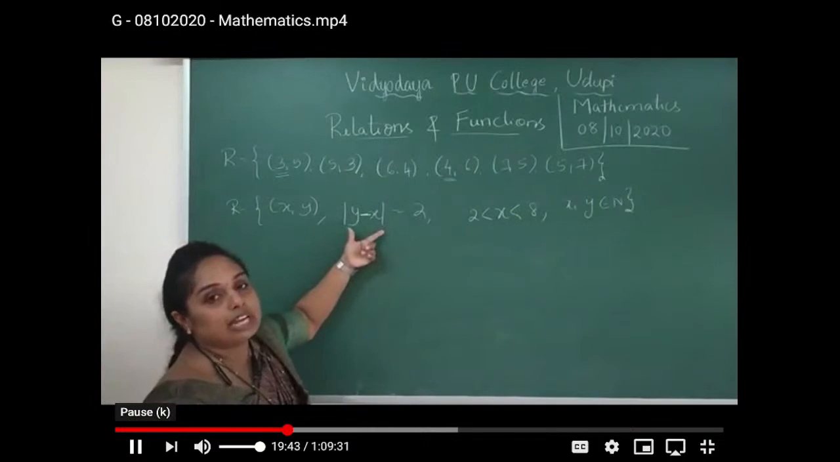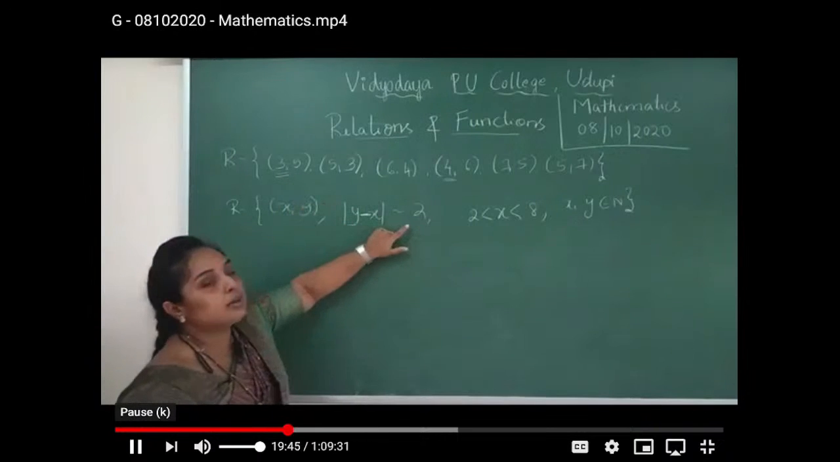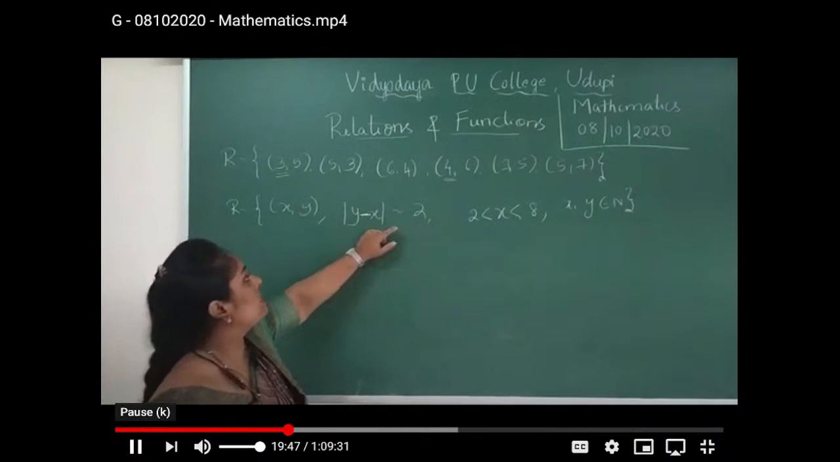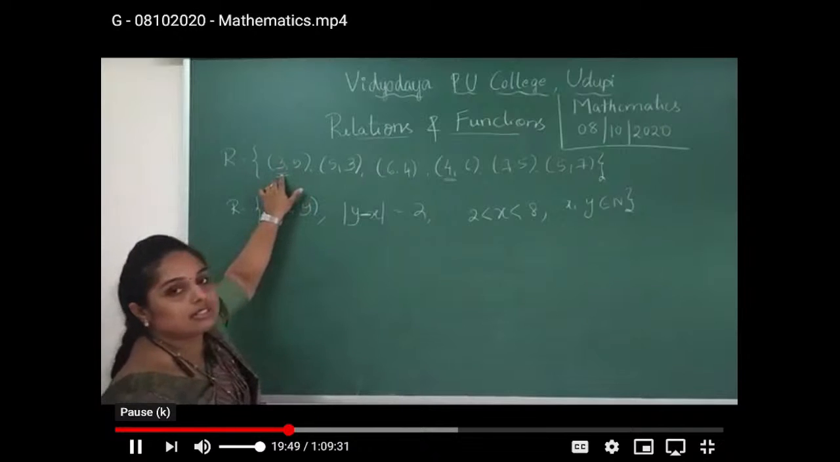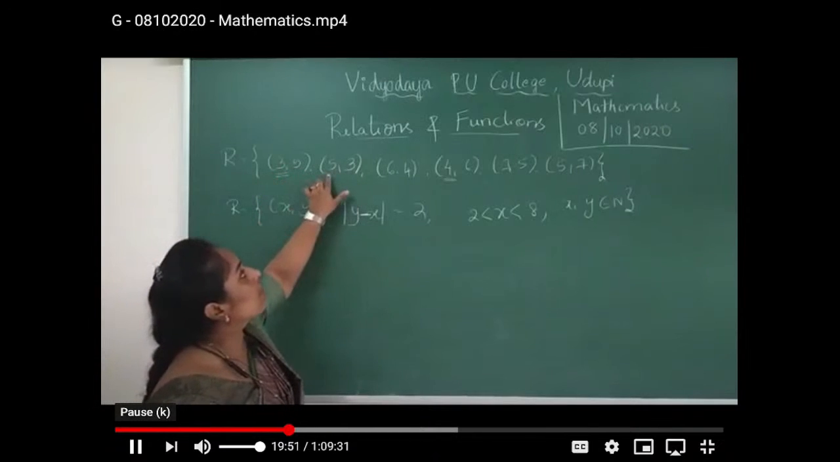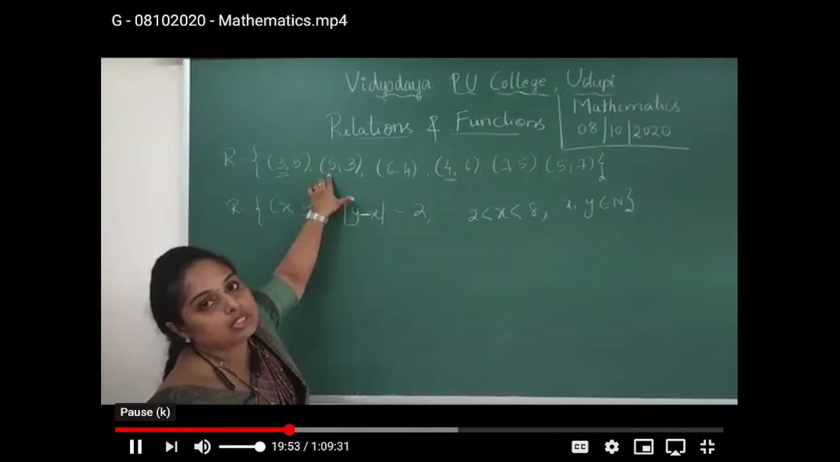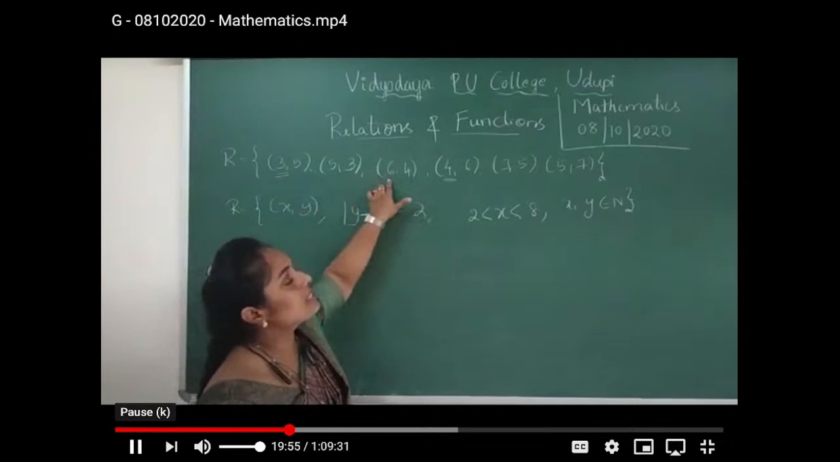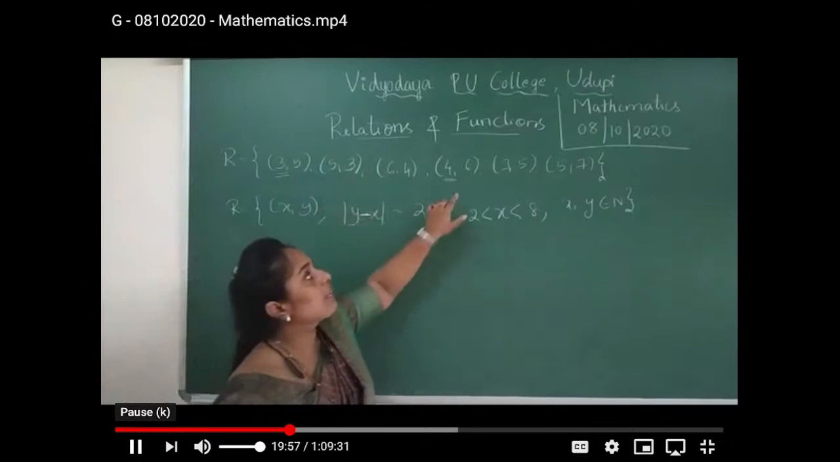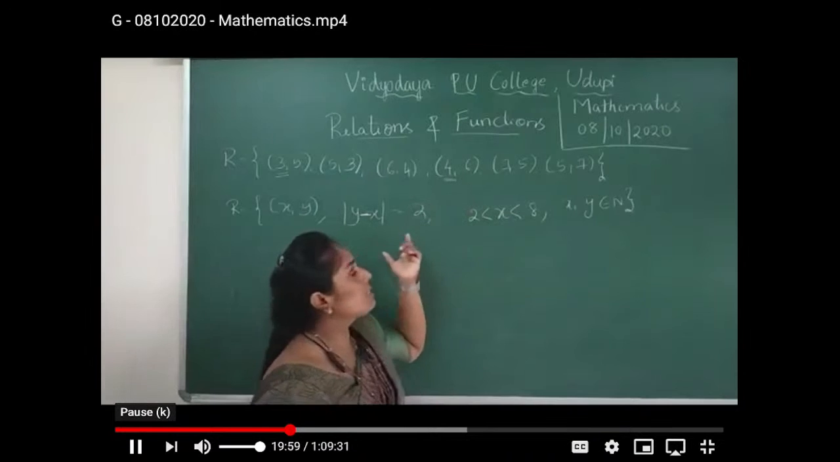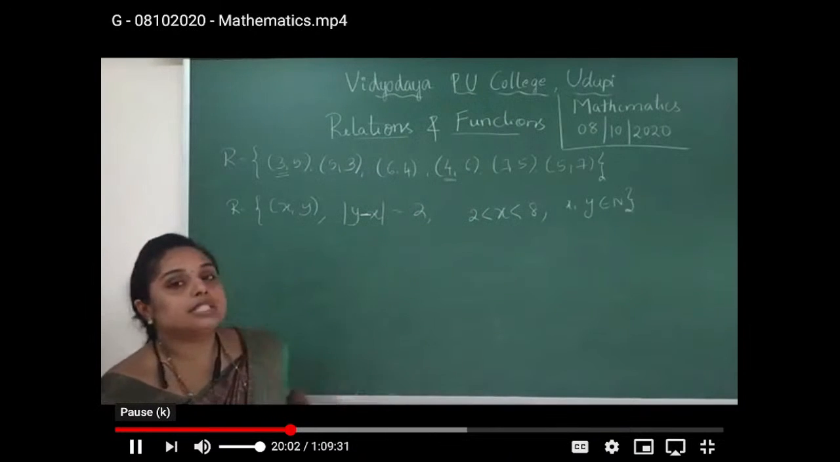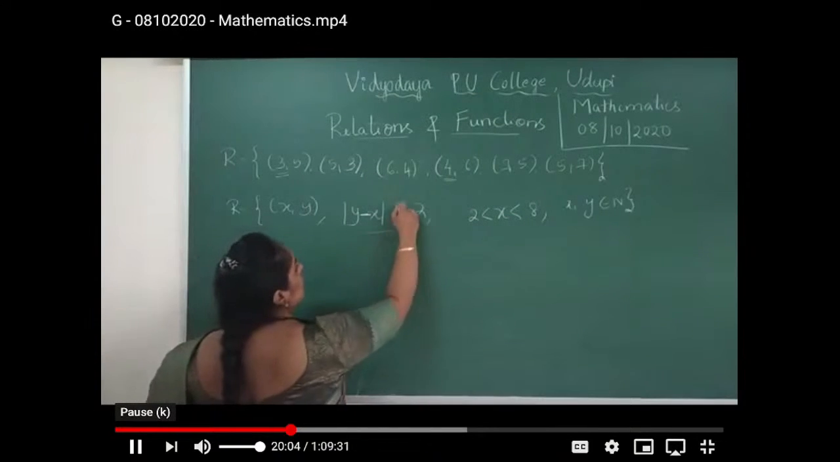Okay. Mod of y minus x is 2. Mod means minus becomes plus. So 5 minus 3 is 2. 3 minus 5 is minus 2, under modulus it becomes plus 2. 4 minus 6, once again it becomes plus 2. 6 minus 4, modulus becomes 2. So all the pairs are satisfying this relation.